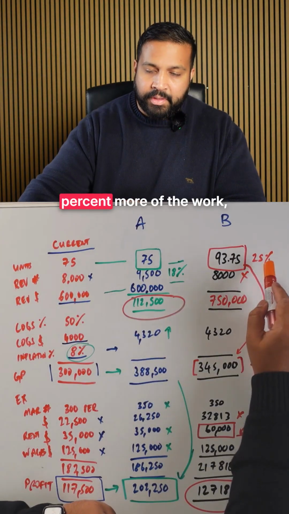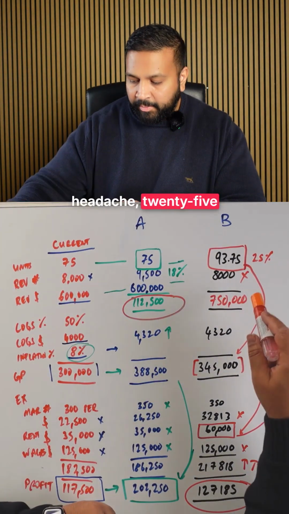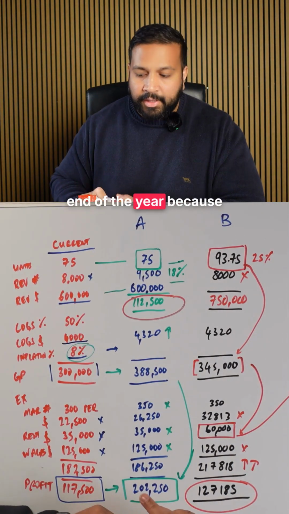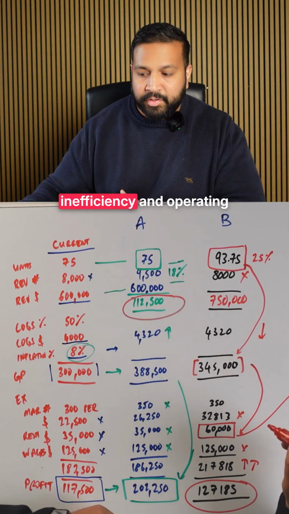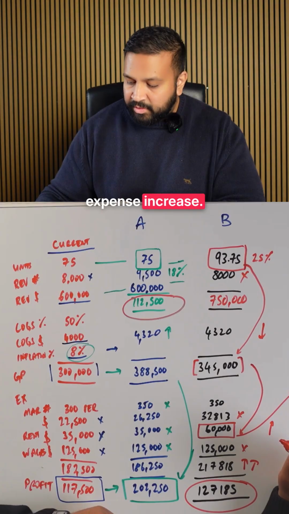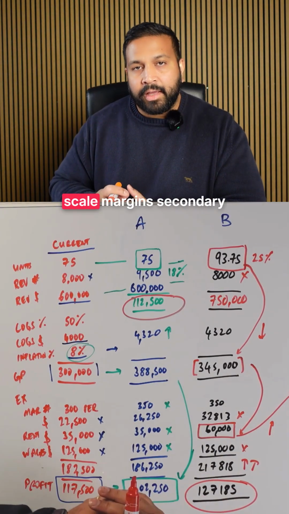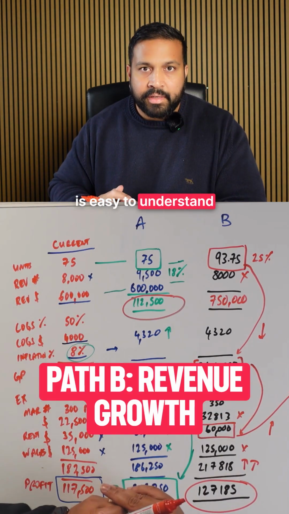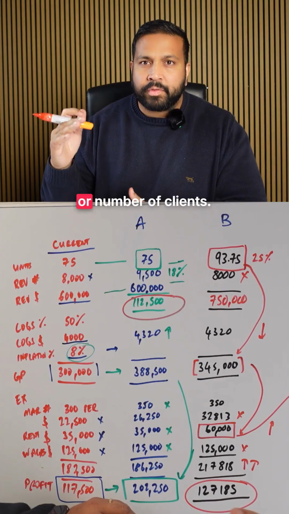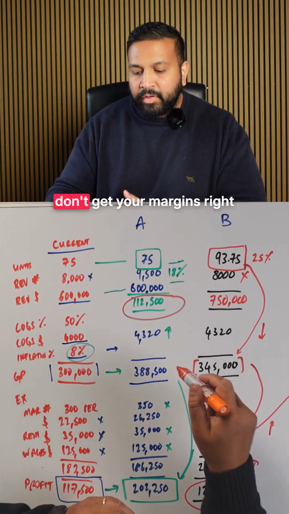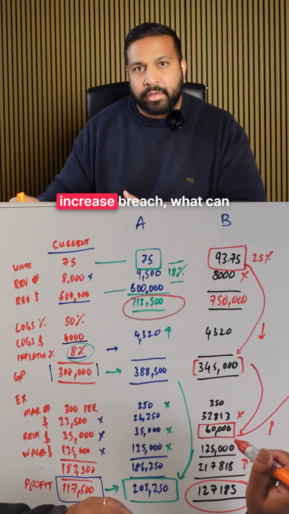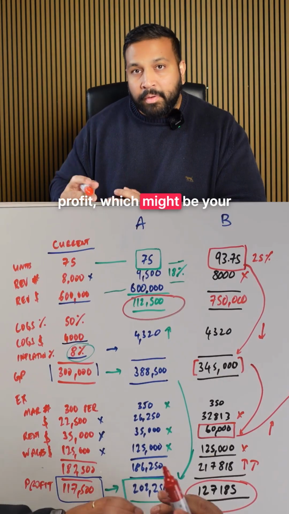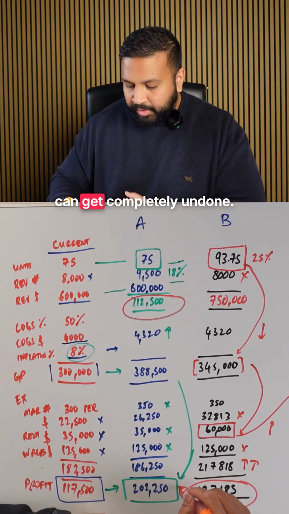You're doing 25% more of the work, 25 more of the headache, 25 more units through your business and pressure, but our cash hasn't increased, or our profit hasn't increased at the end of the year because we've had both margin inefficiency and operating expense increase. This is a classic tailoring business where you scale margins secondary to revenue growth, because revenue growth is easy to understand and it's easy to track. It's just number of invoices, a number of clients. It's really sexy. But if you don't get your margins right and you have an operating increase breach, what can happen is you could spend a tiresome year not growing profit, which might be your strategy, but if it isn't, you can get completely undone.